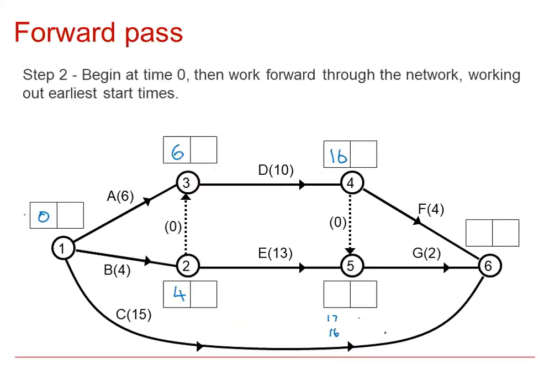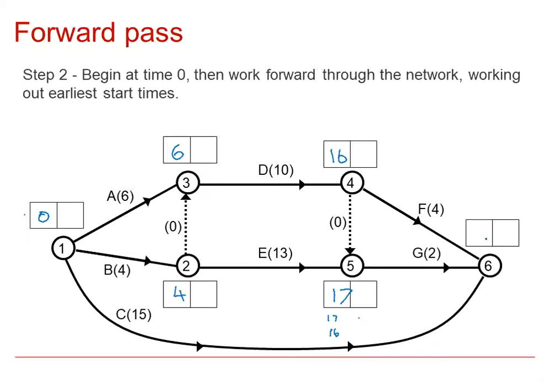So the earliest time I can use here to complete D and complete E is the bigger of the two options, which is 17. We'll need 17 units of time in order to complete E and complete D as early as possible. Then the last earliest event time is this one for event 6.